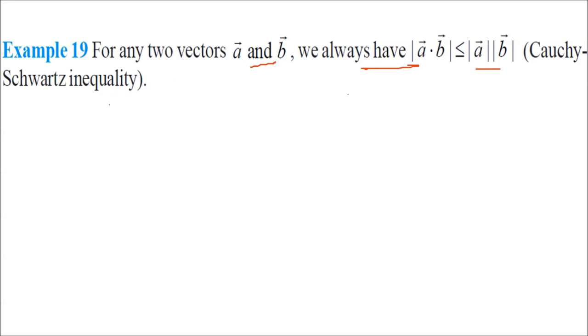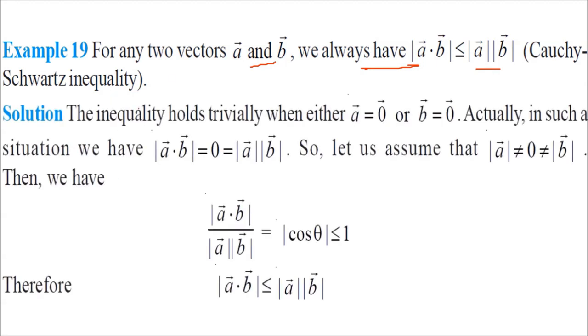The Cauchy-Schwarz inequality is this. It holds when a equals 0 or b equals 0: put a as 0 here, and it will be less than or equal, because we have the equal sign also, so they can be equal. So the situation is a dot b is equal to 0, and a and b are also equal. But let us assume they are not equal.